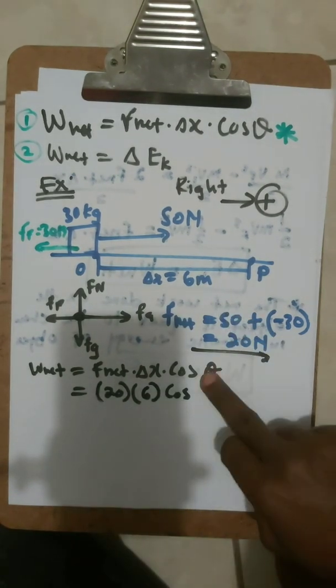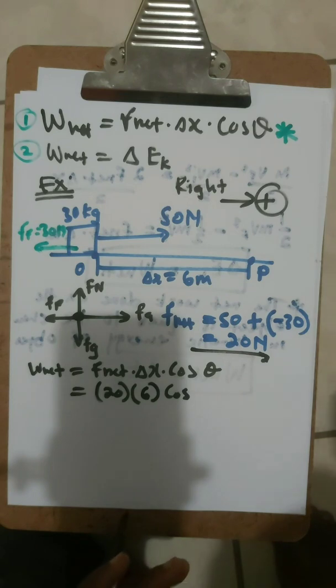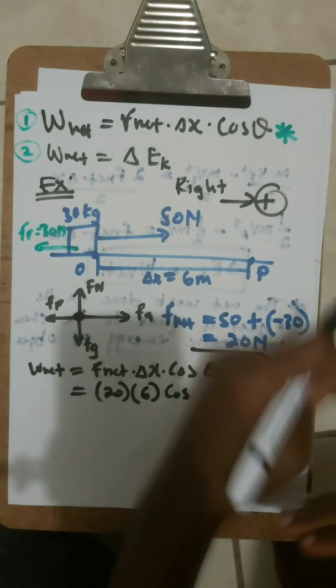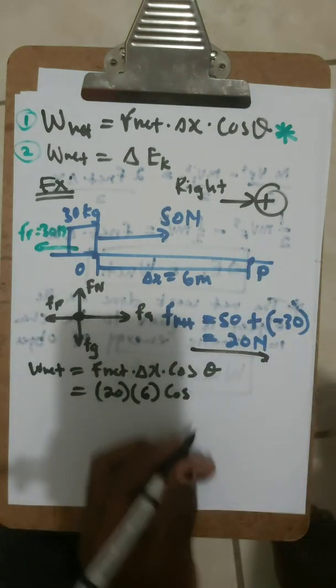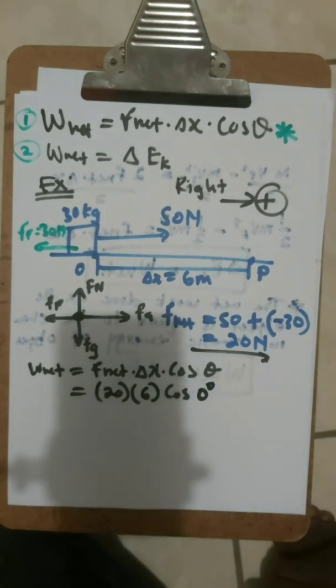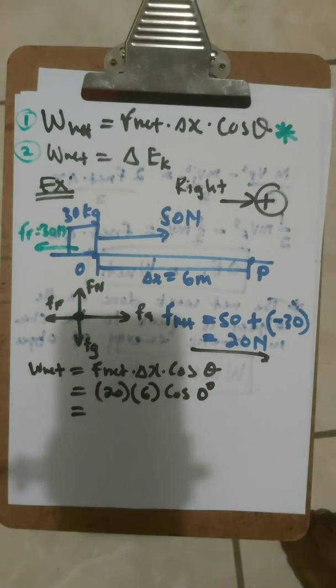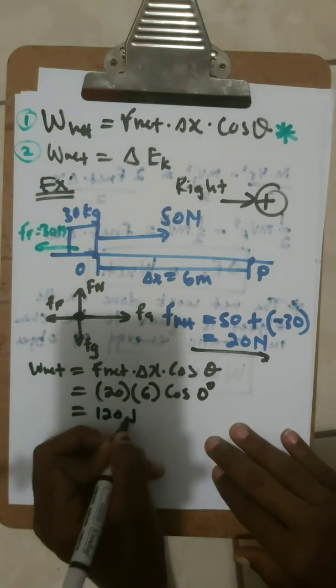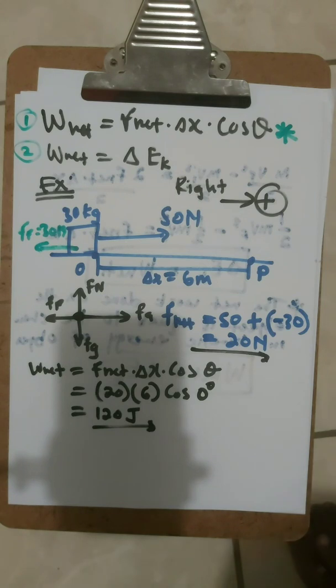Then cos of theta. You said theta can be 0, 90 or 180. But since the F net is going in the same direction as the displacement, they're going to form 0 degrees. Clever? Then we're going to say 20 multiplied by 6, which is 120 joules. This is our work net.